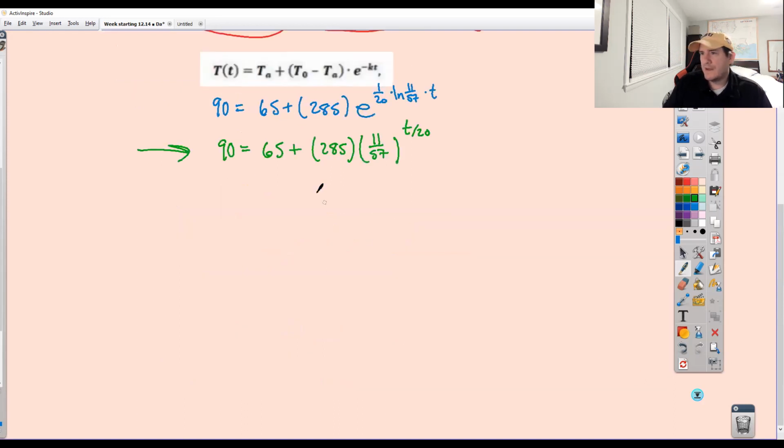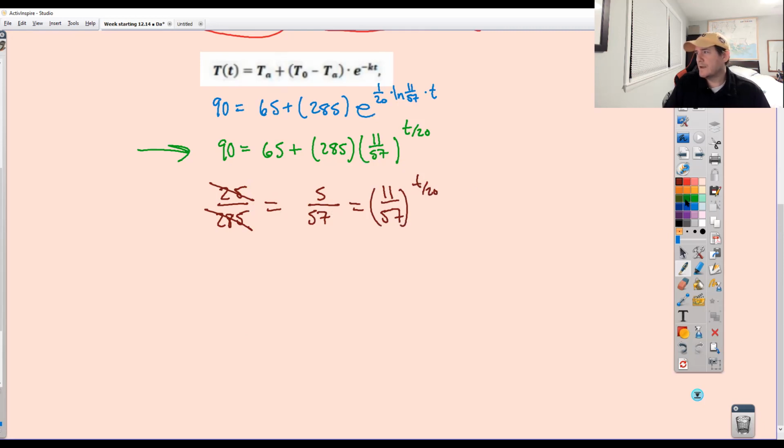So we just solve it. We're going to want to subtract 65, divide by 285, and then take the log base 11/57 and then multiply by 20. Easy peasy, right? So off I go. If I subtract this, I'll get 25. I'll divide by 285. And I abhor unreduced fractions. So I'm dividing by 5, and I'll get 5/57. Okay, and that'll equal 11/57 to the t over 20.